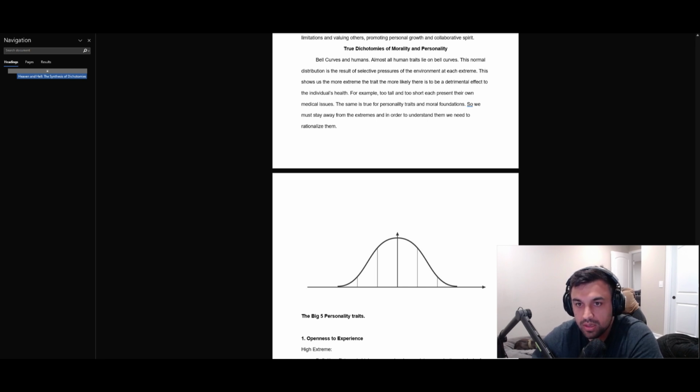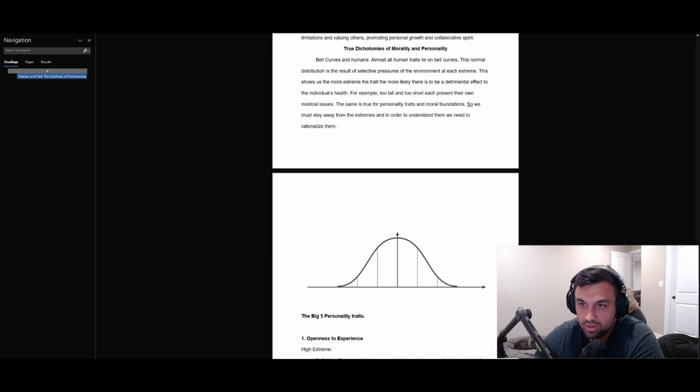We'll start with bell curves. Humans, almost all of our traits lie on bell curves. And this is because the extremes have been selected for, or against, I guess you could say, by nature and by civilizations and by people. So everything that is on these bell curves has been put under pressure by the extremes. Once I go over this, I'm going to list the traits, and then I'm going to give you examples of the extremes of each.